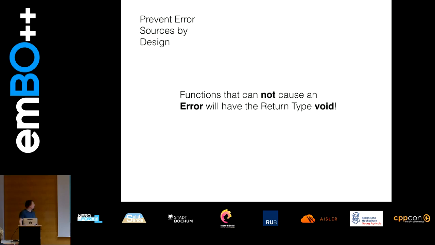So one thing I like is that functions that cannot cause an error have a function type of void, not an integer that sometimes in the future may return an error, but now it will not. So this would be a complete change of an interface if you change a function from one that can return an error to a function that cannot return an error, and vice versa.